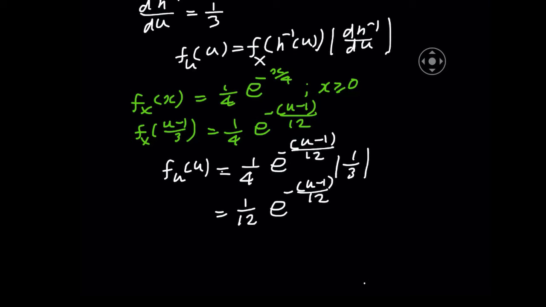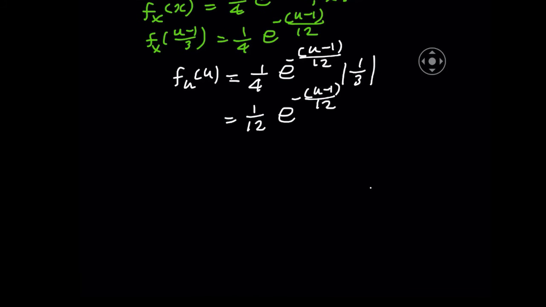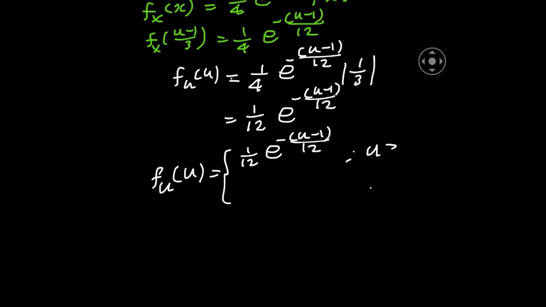Now we need to find the range. What is the range? Here we know X is greater than or equal to 0. Therefore, (u minus 1) over 3 is greater than or equal to 0, then U is greater than or equal to 1. Therefore, we can write f_U(u), the PDF of U, equal to 1/12 e to the negative (u minus 1) over 12 when U is greater than or equal to 1. Otherwise, it is 0. We get the same answer from both methods.